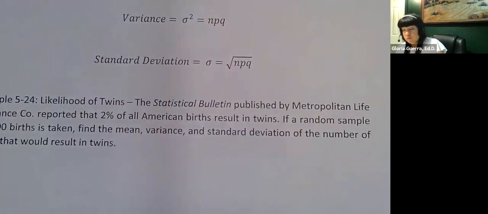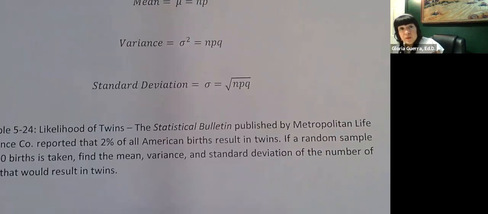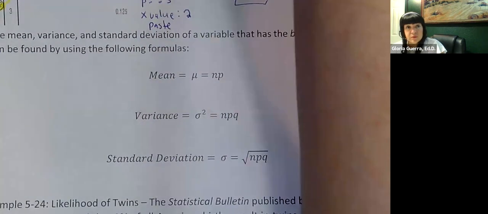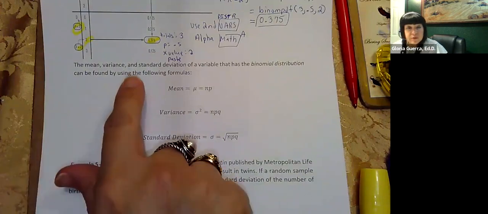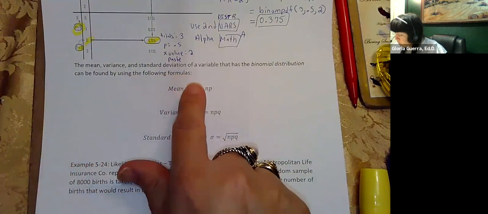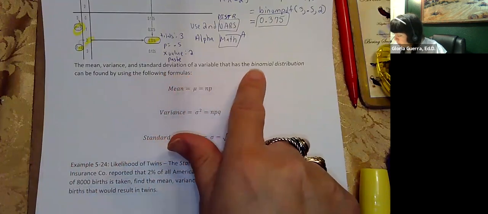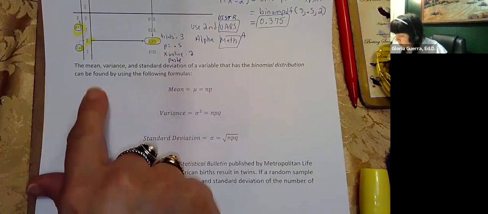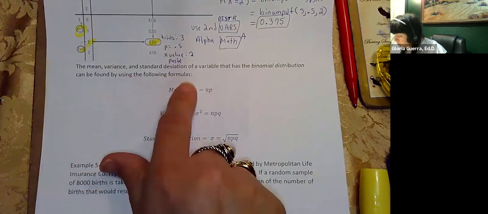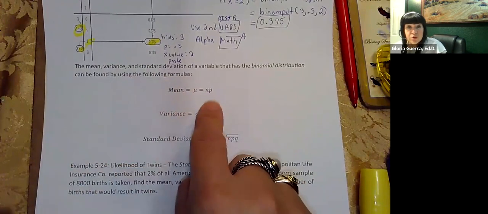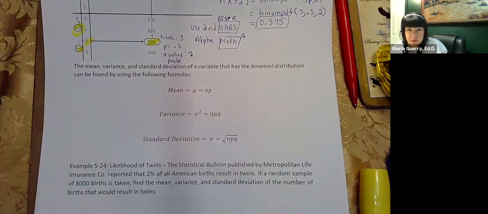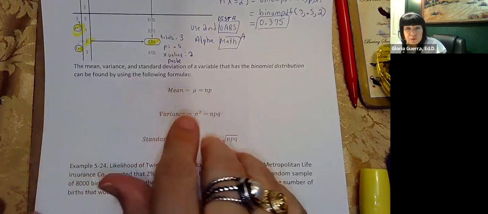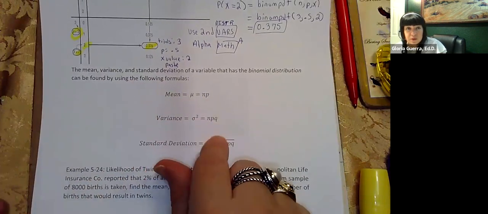Okay, so this is also in chapter 5.3, and it says here that the mean, the variance, and the standard deviation of a variable that has the binomial distribution can be found by using these formulas. So we're actually going to use these formulas. Yeah, we're not going to use a calculator command. We're actually going to use these formulas. So we are going to apply these, okay?